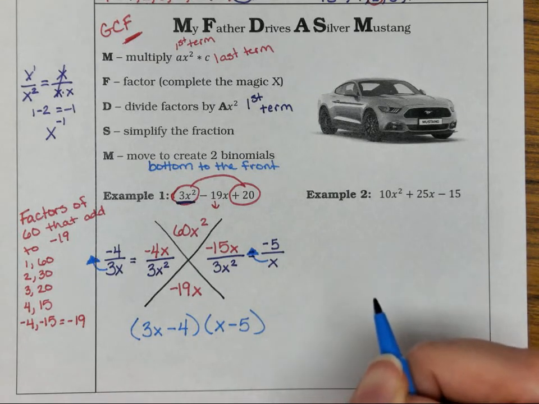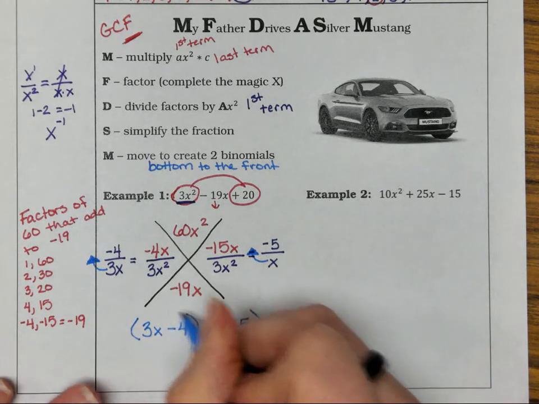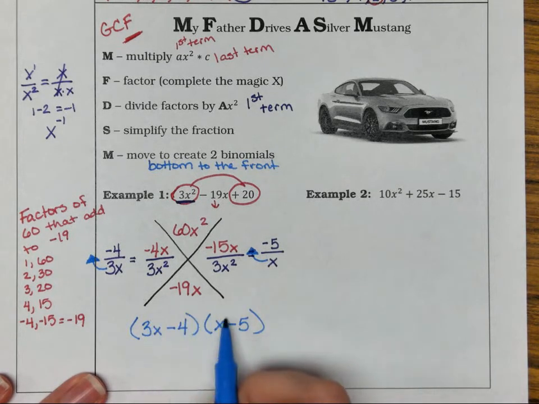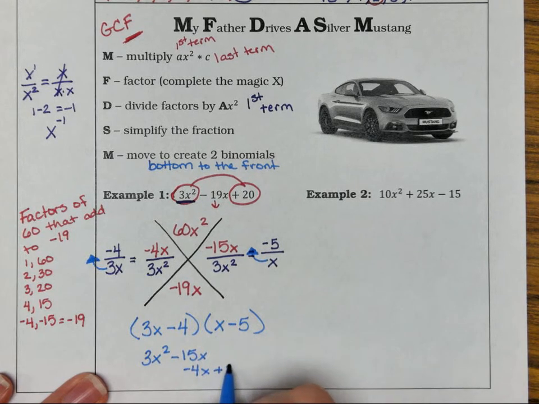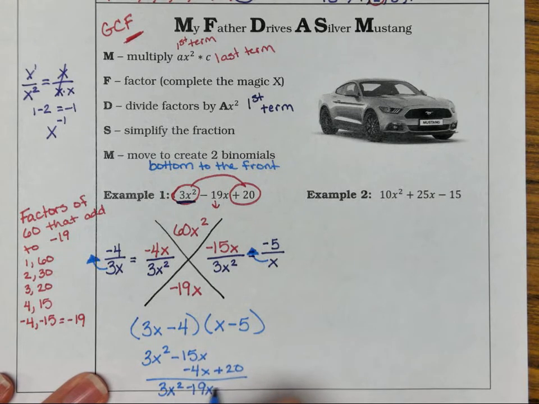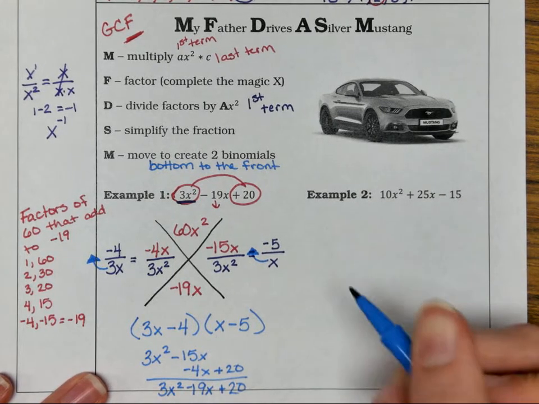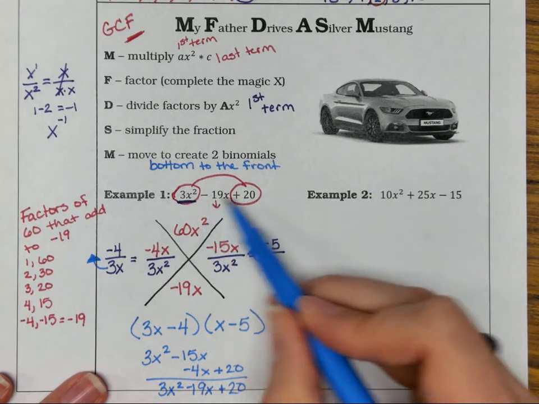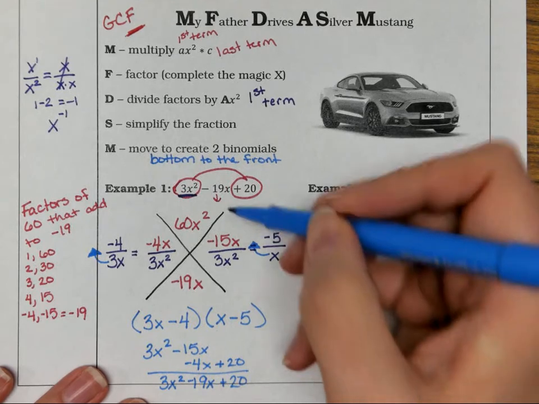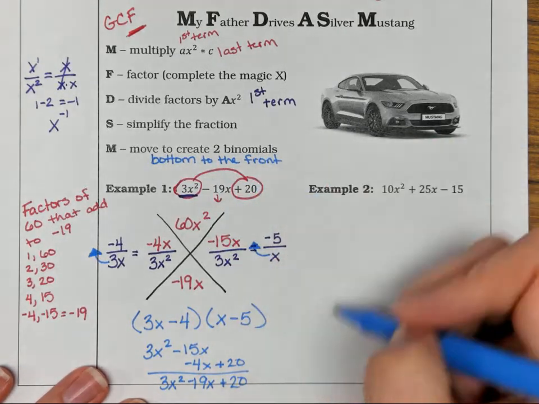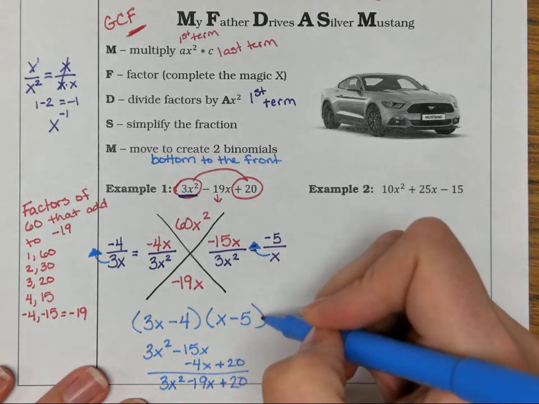Now, I can check this by multiplying this back out. And I would get 3x squared minus 15x minus 4x plus 20, which does equal 3x squared minus 19x plus 20. Or I could use my calculator. I could type this in on a graph page and see if they overlap. But this is factoring, taking our trinomial and going backwards to the two sets of parentheses.